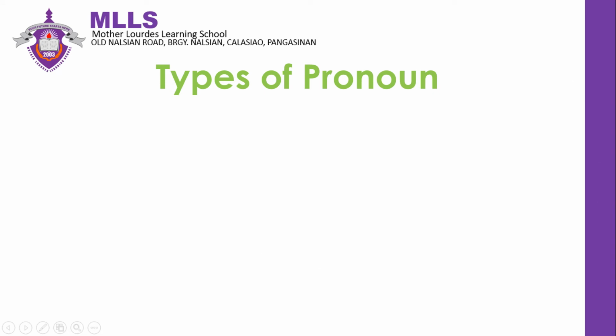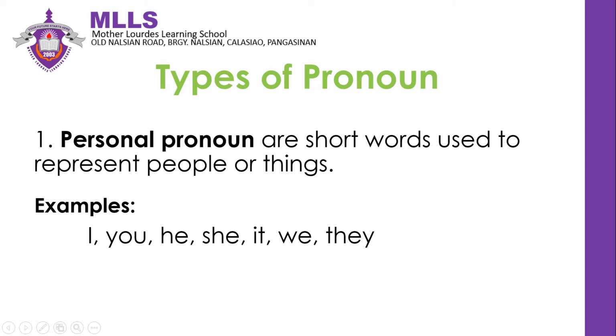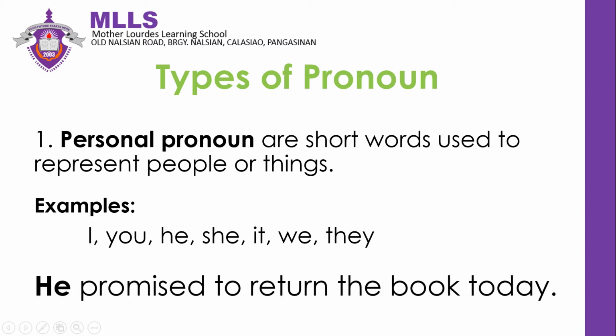Types of pronouns. Number 1. Personal pronouns are short words used to represent people or things. They are used to avoid repetition. Examples: I, you, he, she, it, we, they. Example sentence: He promised to return the book today. The pronoun he represents the name of a male.